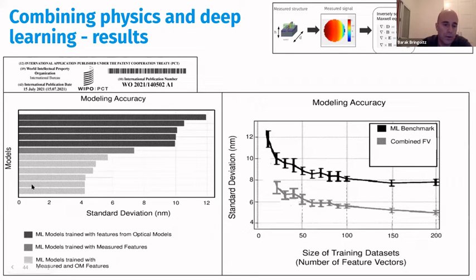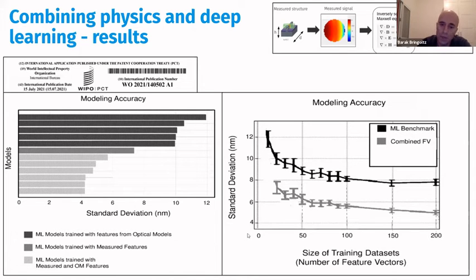So here you see the accuracy that you obtain with this method. Different bars stand for different combinations of features. And this one here is the result you get when using only the measured features. You see that once you add the Maxwell equation generated features, you can actually do much better, almost 50% better.